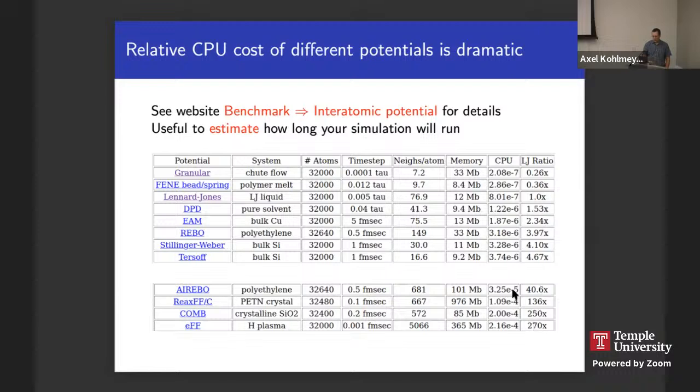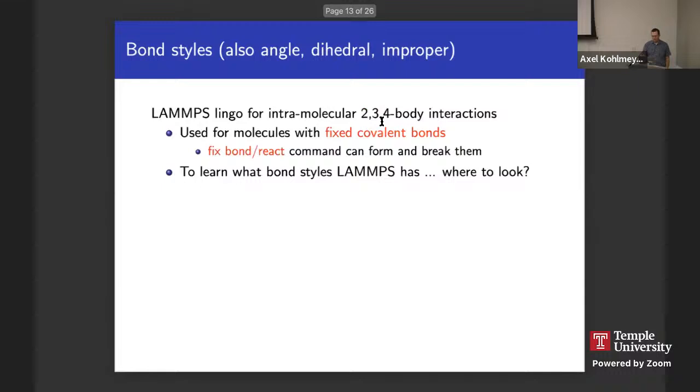And then not shown here, there are machine learning potentials like SNAP or ACE that are thousands of times or more expensive than Lennard-Jones. But again, Lennard-Jones is very simple. Maybe you could model a noble gas like argon, but not a metal or a reacting system. You need something more expensive. You can also see the benchmark website has more details and some plots.